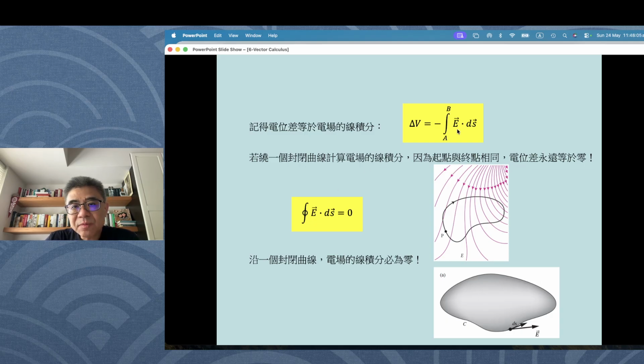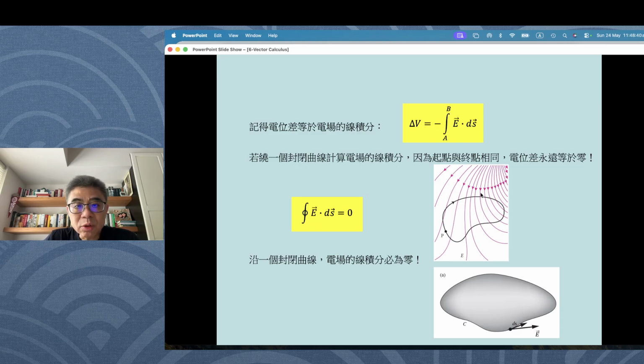Remember, the electric field satisfies that it has an electric potential. We can define a function V in the space. The difference of V is equal to the line integral of the electric field between the starting point and end point. We have already discussed this last week. If you apply this formula to a closed loop, by closed loop I mean when the end point and the starting point are the same, then this path becomes a loop.